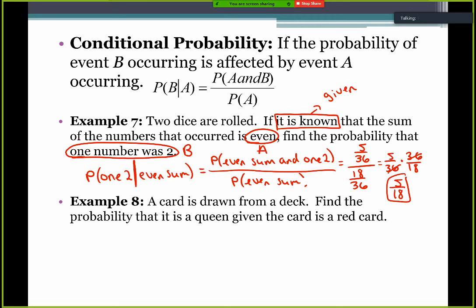I want you to go ahead and try number 8. I will go through it. Then we just have one last little phrase to talk about today.